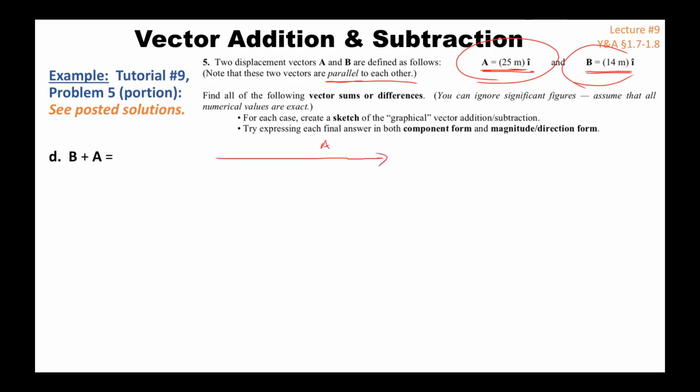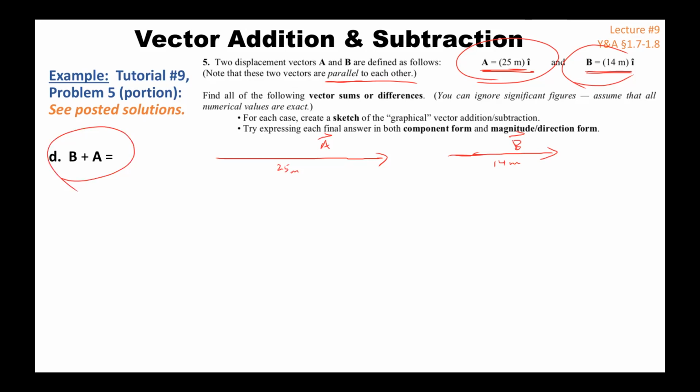Here's vector A, and here's vector B. If I want to make my sketch a little bit realistic, I need to make sure that A and B are in some sort of a ratio of 25 to 14, so something just ballpark like that. What would be the sum of B plus A?